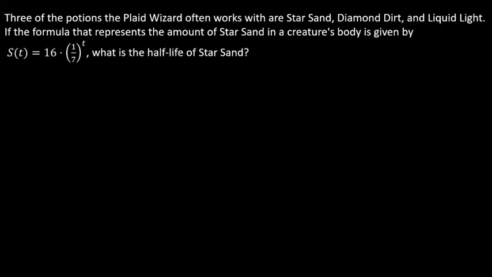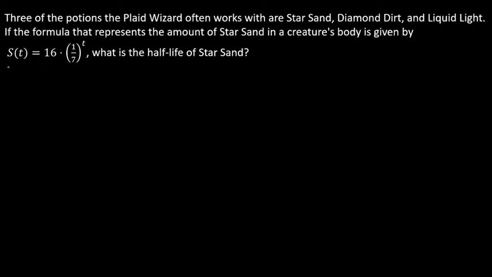Alright, so 3 of the potions the Plaid Wizard often works with are star sand, diamond dart, and liquid light. The formula that represents the amount of star sand in a creature's body is given by this. What's the half-life of star sand? So S of T equals 16 times 1/7 to the T, and we need to find the half-life.